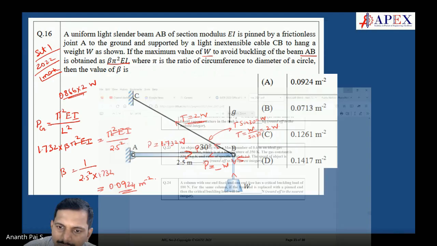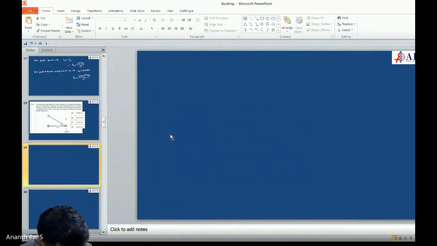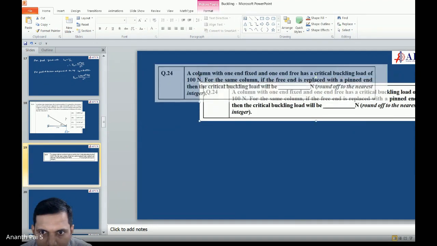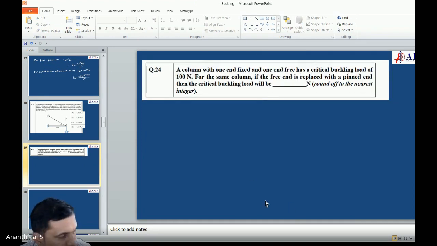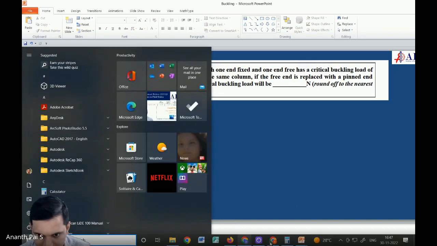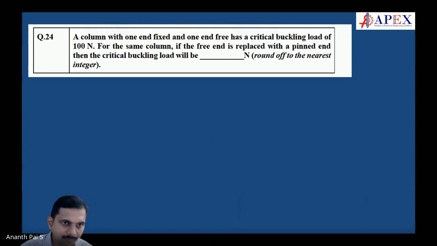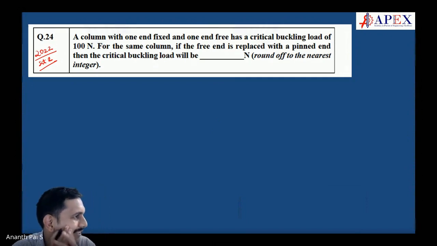So, direct question. 2021 set 2. Beta is beta only.